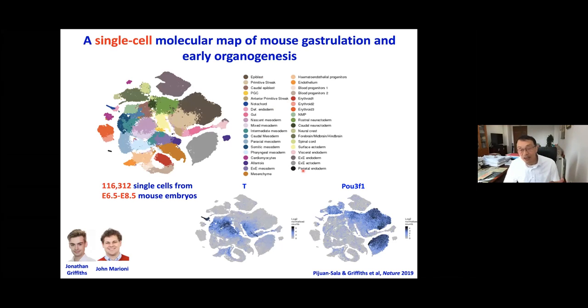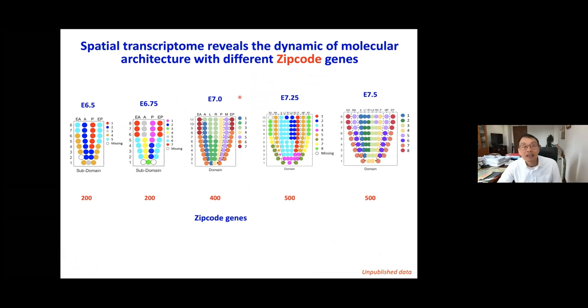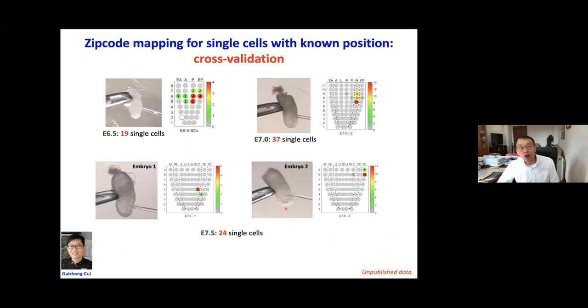So we use the single cells from day 7.5 as an example. We collected the single cells, then established the zip code genes with the different stages. So we have two more new stages. And then for these zip code genes, we can try to put the single cells into the different positions. So this is a cross-validation.